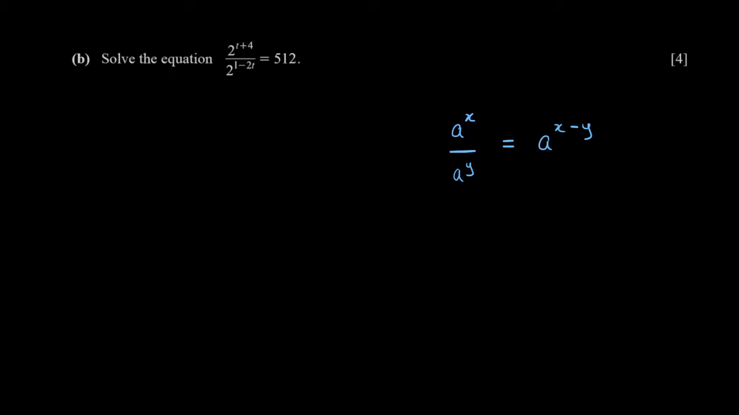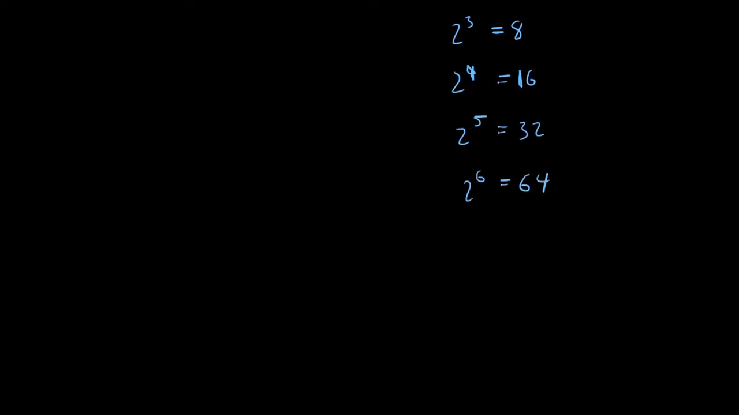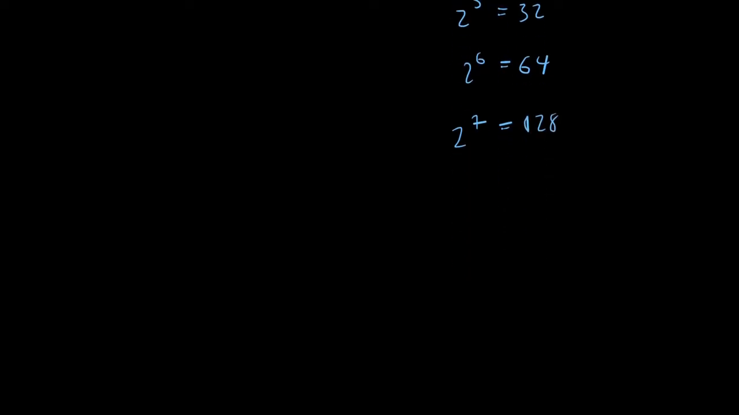The other thing is recognizing that numbers like 512 are going to be powers of 2. Hopefully you'll know something like 2 to the power of 3 is 8. If we just go down, 2 to the power of 4 is 16, 2 to the power of 5 is 32, 2 to the power of 6 is 64, 2 to the power of 7 is going to be 128, and then 2 to the power of 8 is 256, and 2 to the power of 9 is going to be 512.